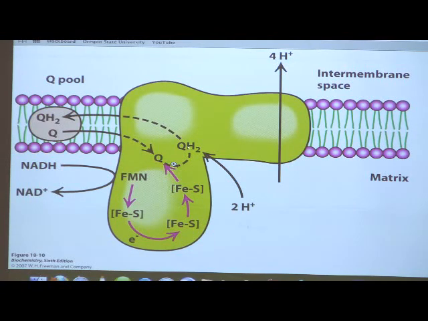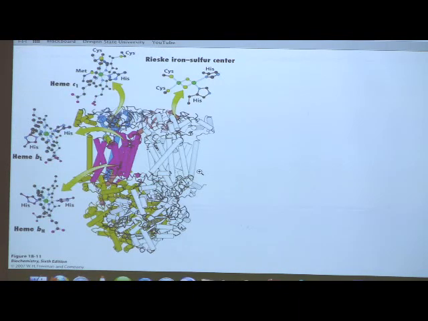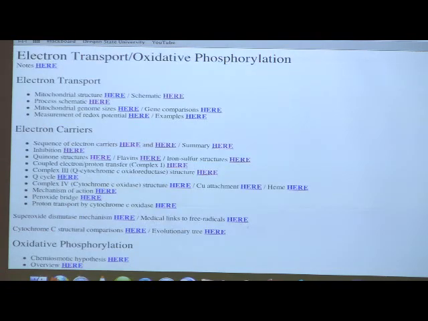When coenzyme Q has accepted electrons, it becomes reduced, what we call here QH2. QH2 means it's now carrying 2 electrons. From a mechanistic point of view, the important one that we will be concerned with is what happens in complex 3. This shows a schematic structure of complex 3. As you see, these complexes are fairly large.